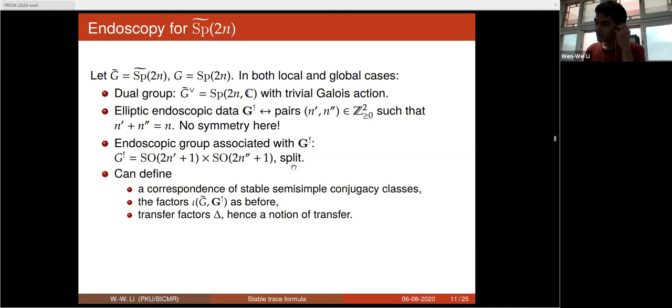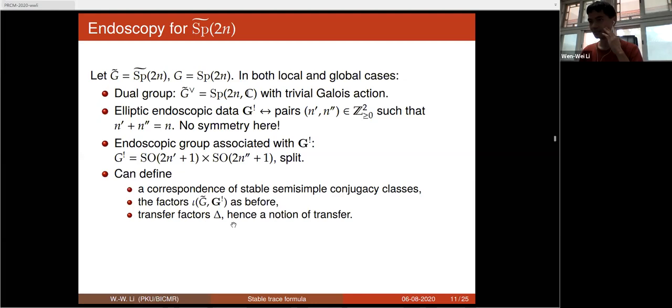As in the case of a linear reductive group, we can define a correspondence of stable conjugacy classes between G and its G-shriek. And also define some easy factors, iota. That's really easy, I just don't want to write it down. It's either one or one half or one over four. So some really easy factors. And we can also define transfer factors. This is more non-trivial. I will just skip the definition. And we can define the notion of transfer using all these ingredients.